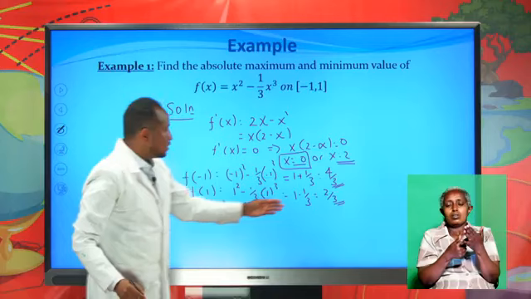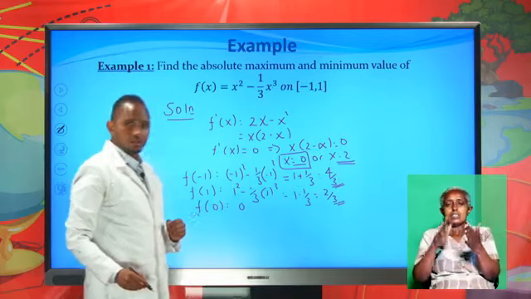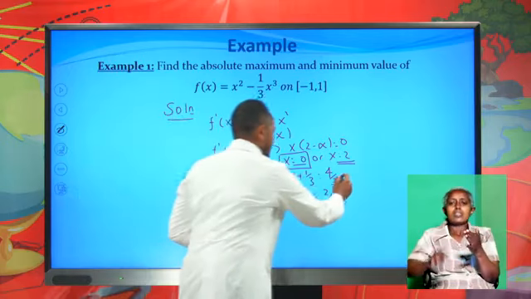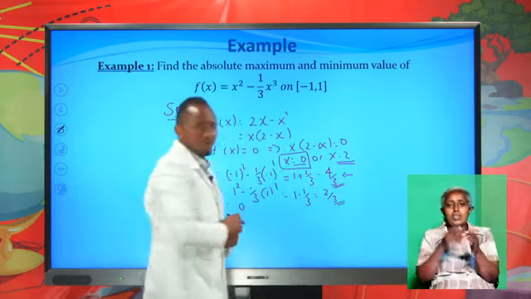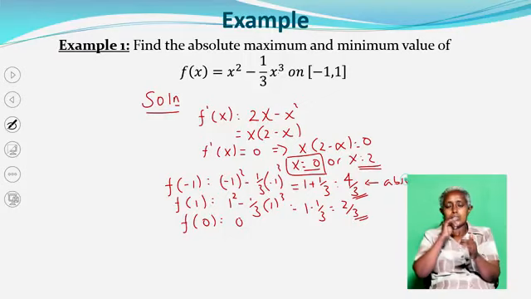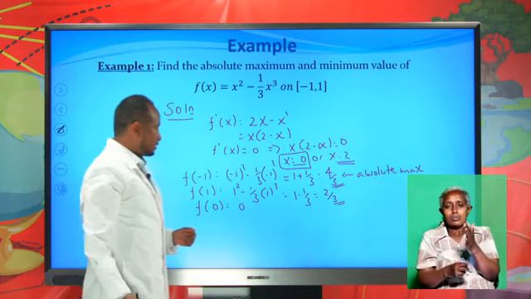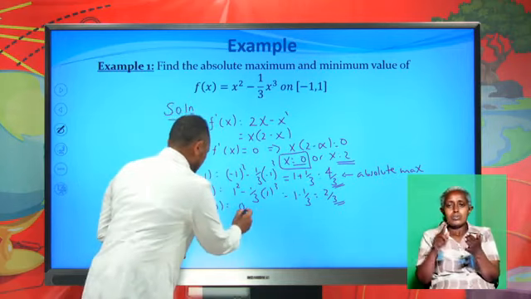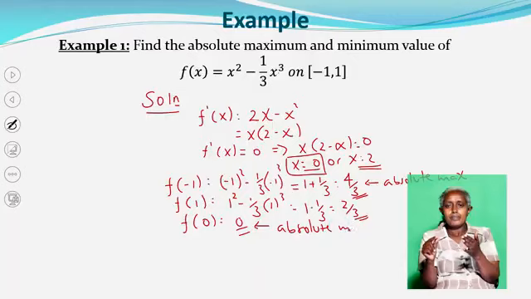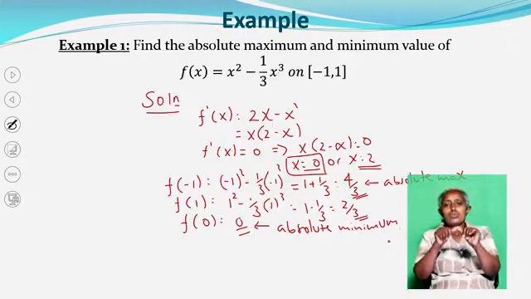Therefore, when you compare these three results, this is the maximum number. So, this is the absolute max, the absolute maximum value. And this one is the smallest. This is the absolute minimum value. Now, let's continue to the other part.